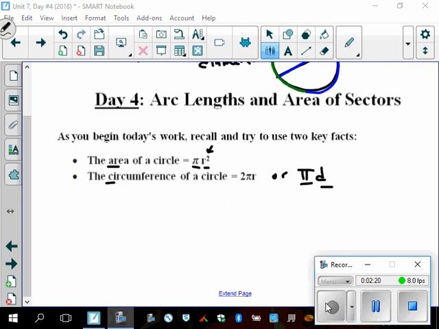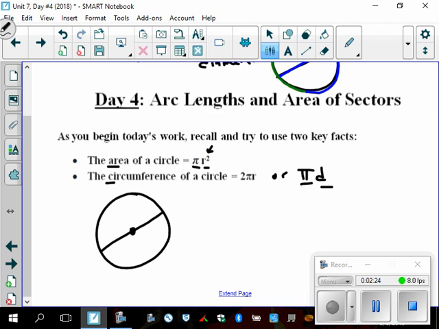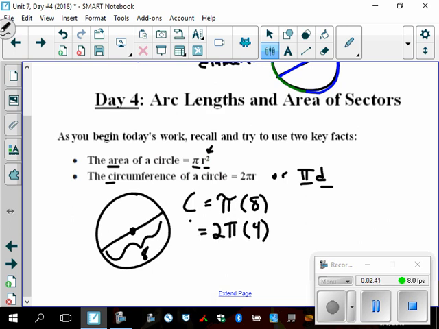Okay, so if I had a circle and the diameter was 8, I could find the circumference of it by doing pi times 8. Or since two radiuses are a diameter, I could do 2 times pi times the radius, which is 4. Okay, and we get two types of answers. One answer would be 8 pi. This is called the exact answer. We did the same thing with radicals.